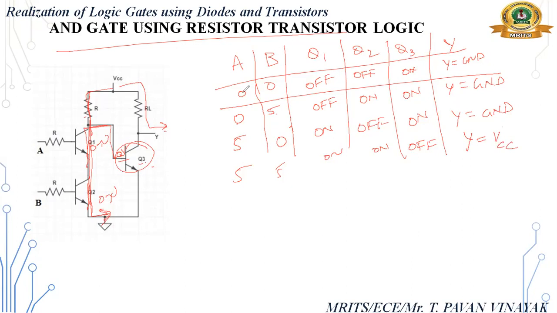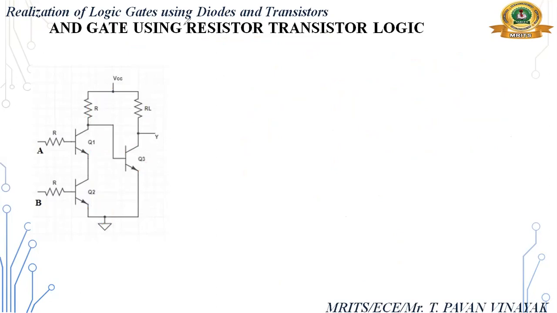So let us see. 0 0, 0 1, 1 0, 1 1: 5 volts means logic 1. Output ground means 0, VCC means 1. Right? So this is the AND gate truth table. Now next, OR gate.